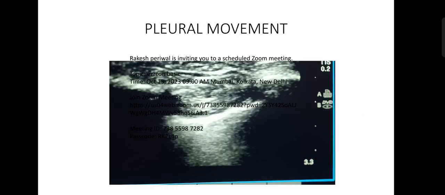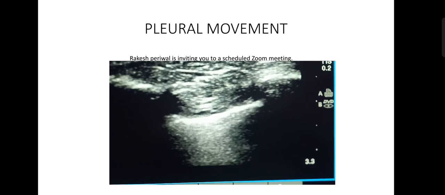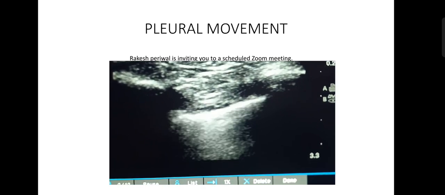And then we come to the pleural movement. You see this very shiny structure, pleura. You can see the ribs on either side. This is also called the bat sign, showing the relationship of the ribs to the pleura. And as I play the video, you can see the shimmering of the pleura. This shimmering tells you that the visceral and the parietal pleura are gliding against each other. And the presence of this tells you that there is no pneumothorax.